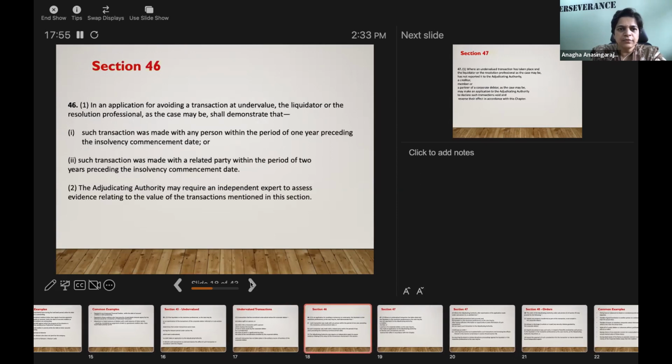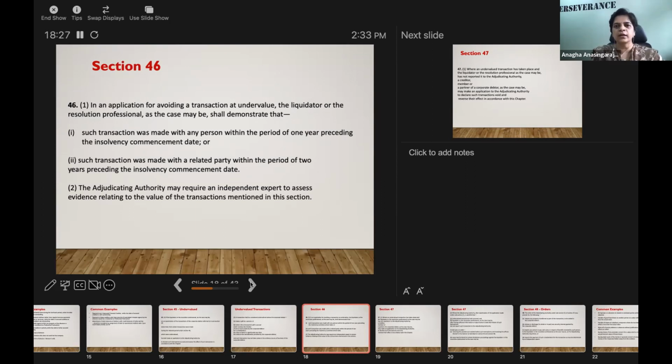Now, under section 46, what we need to show is that in an application for avoiding a transaction at undervalue, the liquidator or the RP shall demonstrate that such transaction was made with a person within the 1 year preceding the ICD, or in case of a related party, 2 years preceding the ICD. And the NCLT may require an independent expert to assess evidence relating to the value of transactions mentioned in this section. So it might be advisable to have a third-party independent valuer's report to assess the value of the property in case the property is transferred at some lesser price.